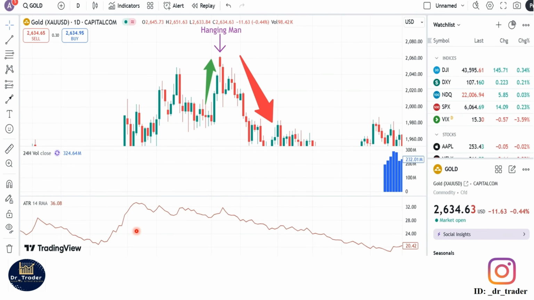And also, I brought you another real-time example from gold market, and we can see that the market was uptrend, and the price was about $1,980, and it goes up, up, up.